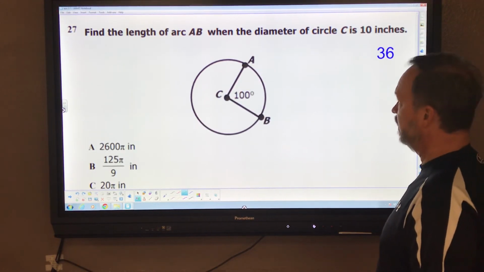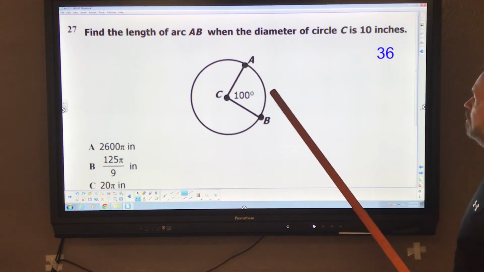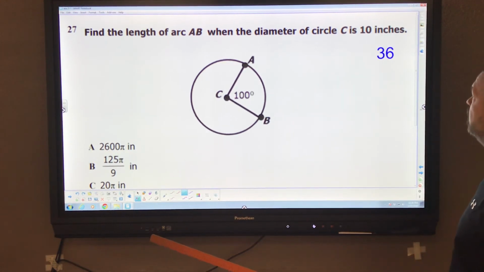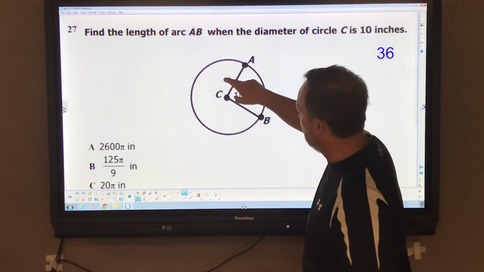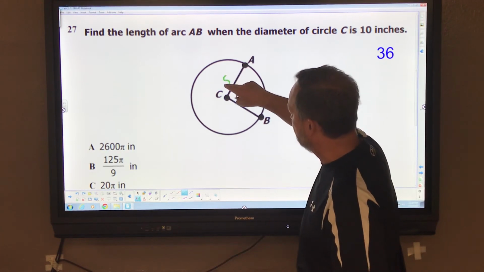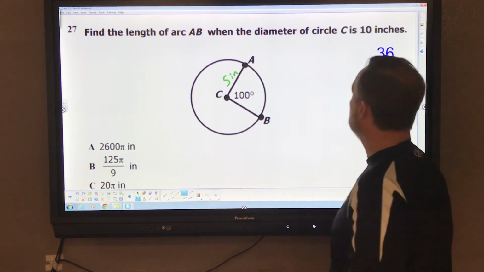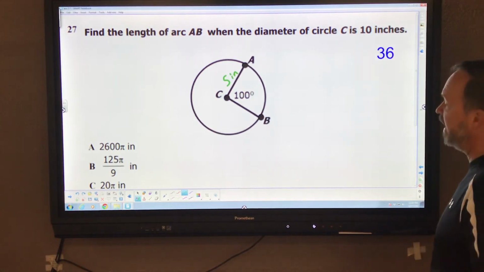Find the arc length of arc AB when the diameter of the circle is 10 inches. So I'm just going to go ahead and mark that. The diameter is 10 inches, so this is 5 inches. You agree? If the diameter is 10, the radius is 5.